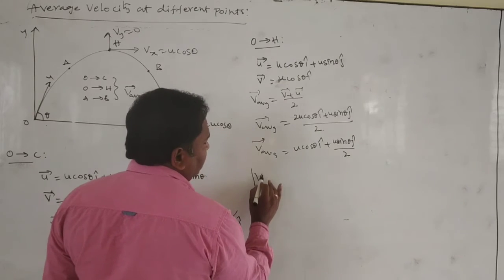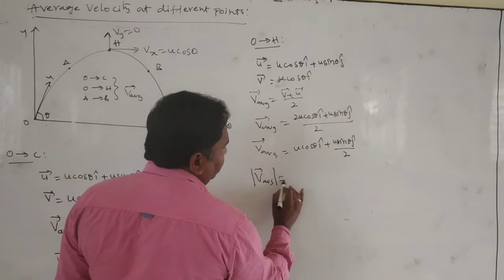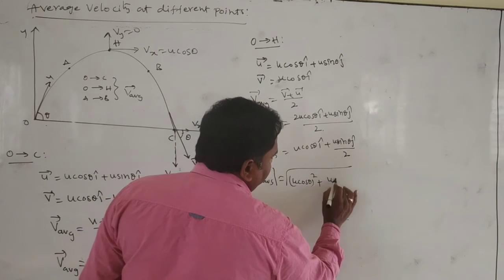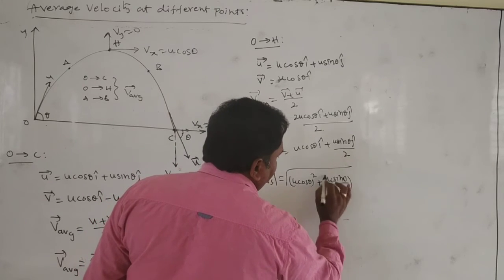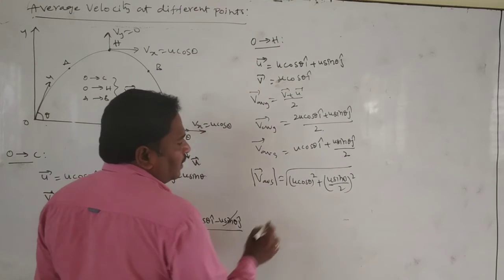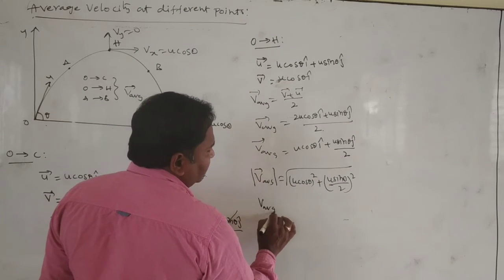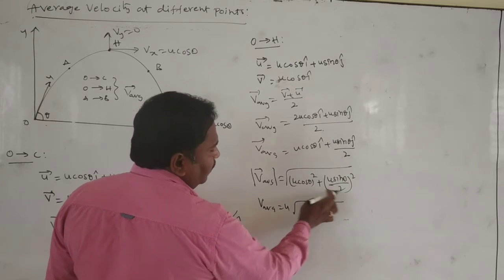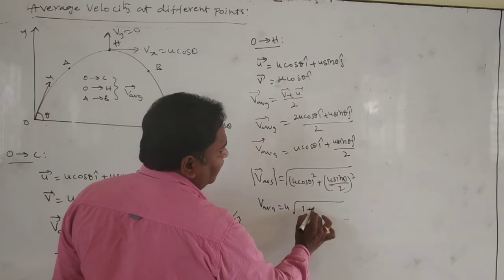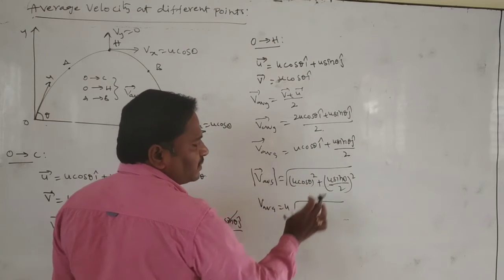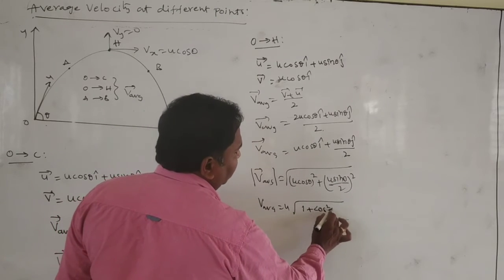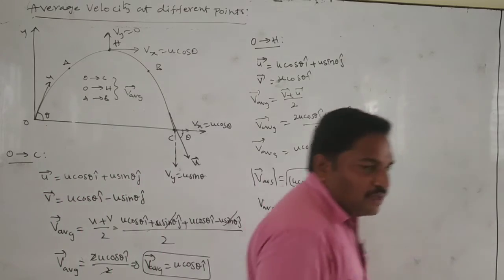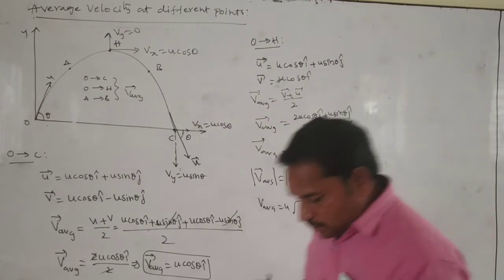So v average equals root over (u cos theta) whole square plus (u sin theta by 2) whole square. Taking u common and taking the LCM, we get u root over (4 cos square theta plus sin square theta) by 2 as the answer. Next, what is the average velocity from O to H?